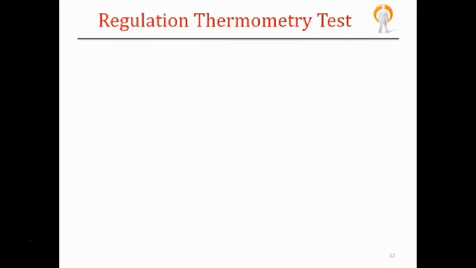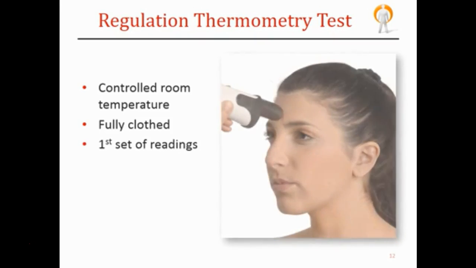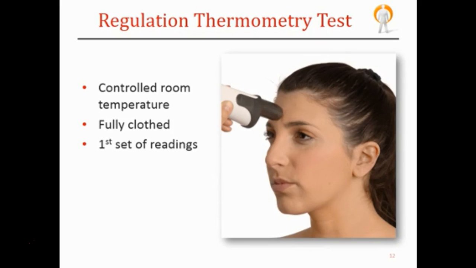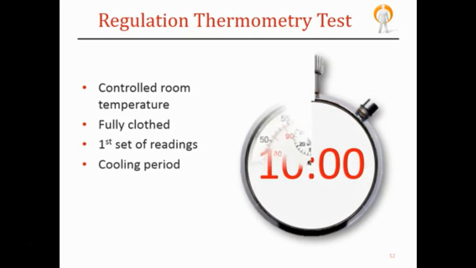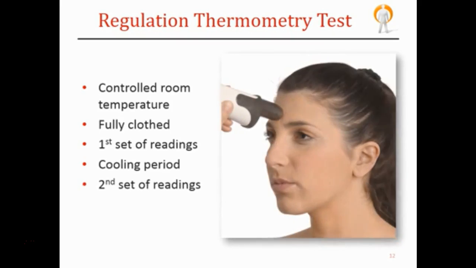Let's talk for a minute about what happens during the regulation thermometry test. The test is conducted in a controlled room temperature setting, and the patient comes in wearing long sleeves and long pants. A first set of temperature readings is taken at skin points all over the body, and then, disrobed, the patient continues standing for 10 minutes. After the 10 minutes, a second set of temperature readings is taken.